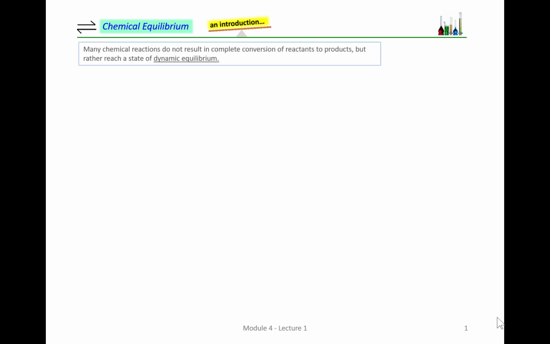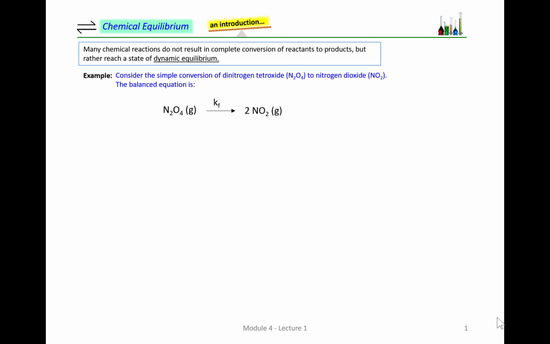In Module 4, we want to introduce and expand upon the concept of chemical equilibrium. Many reactions do not result in complete conversion of reactants to products, but rather they reach a state of what is called dynamic equilibrium. Let's consider the simple conversion of dinitrogen tetroxide, N2O4, to two molecules of nitrogen dioxide, NO2.